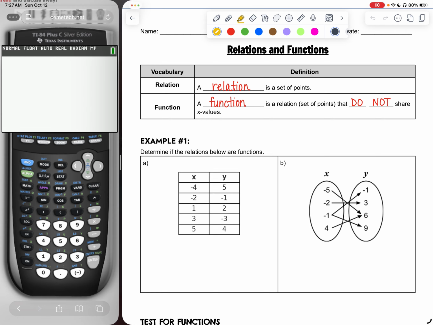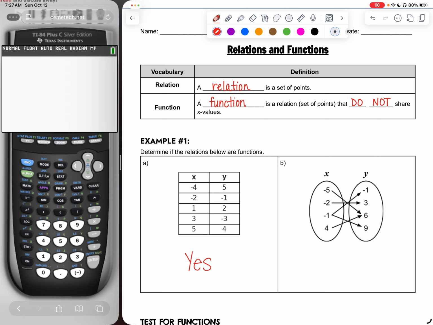So for example 1A, we are looking for the x values to repeat if it's not a function. These x values do not repeat. All right, so I can say that yes, this is a function.